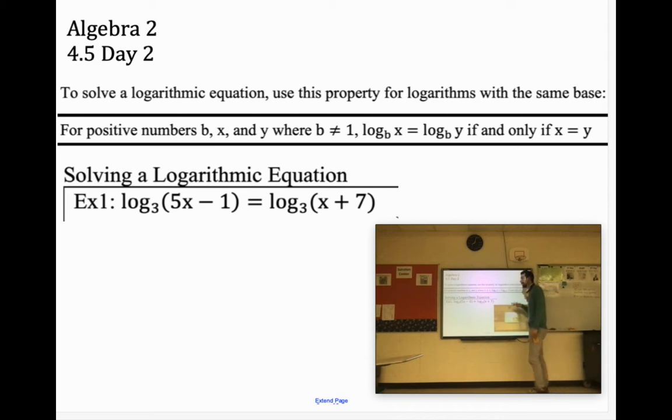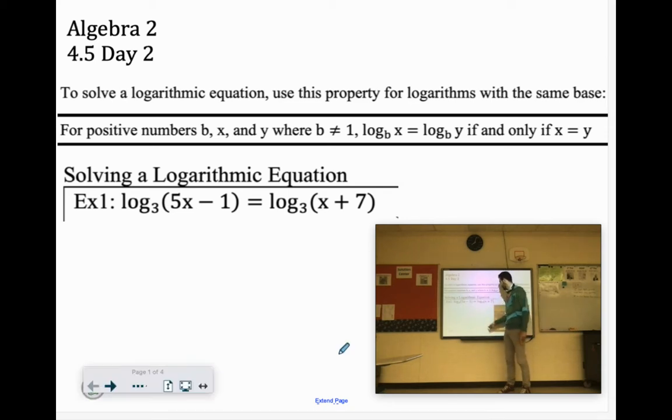Okay, if you look, it kind of just makes sense. This is log sub 3, 5x minus 1 equals log sub 3, x plus 7. They both have the log sub 3, right? So really all we have to do is set these parts equal to each other. 5x minus 1 equals x plus 7 because it needs to be balanced, it needs to be the same.